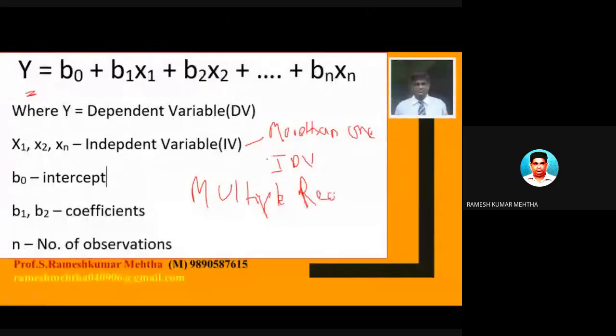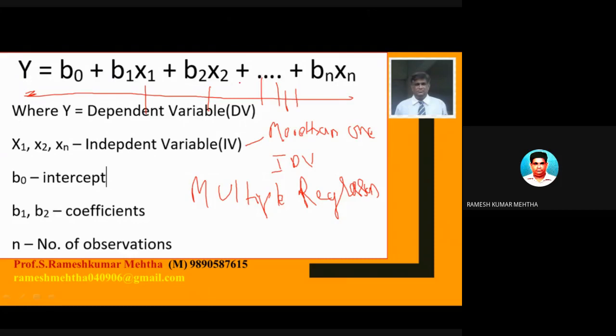Multiple regression, because we have employed multiple independent variables. A multiple regression equation is like this: y is equal to b0 plus b1 x1 plus b2 x2 plus dash dash dash up to bn xn, where x1, x2, x3, x4 and so on up to xn are all independent variables, and all these independent variables are predicting the dependent variable. There is only one dependent variable, please remember. Okay, so you have got the equation now.